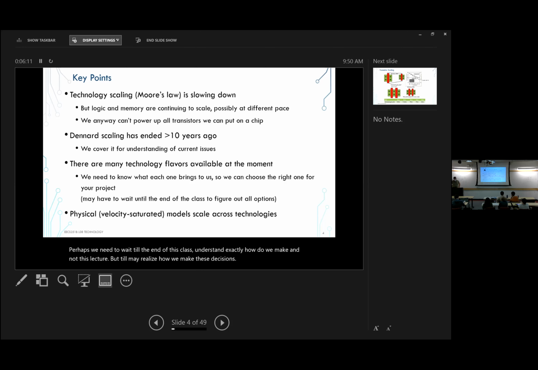One good news at the end, which we are going to dive into next week, is that all of these devices, no matter in which node they are, how they look, or which particular flavor they're in, are essentially velocity saturated, and the same type of model applies to them.